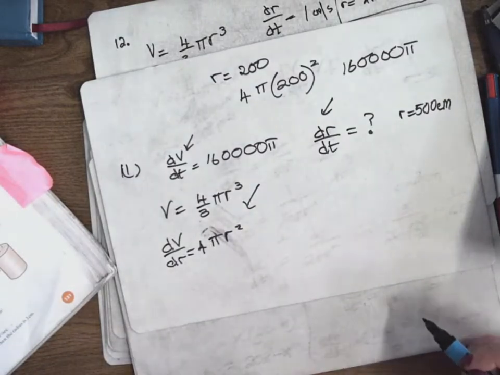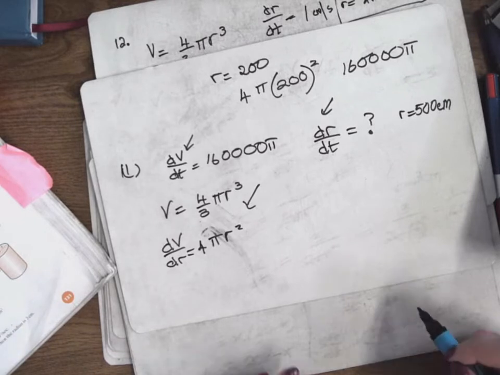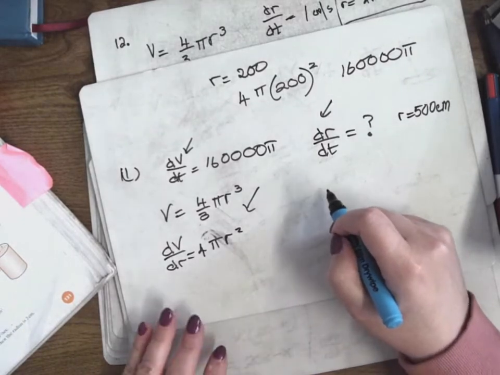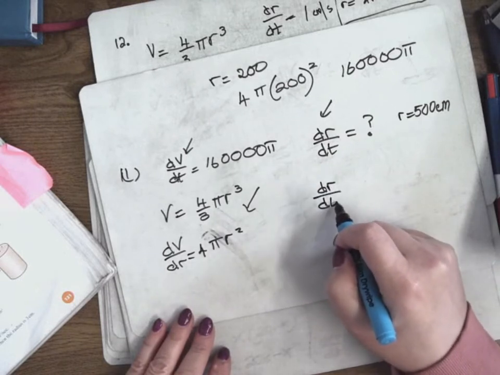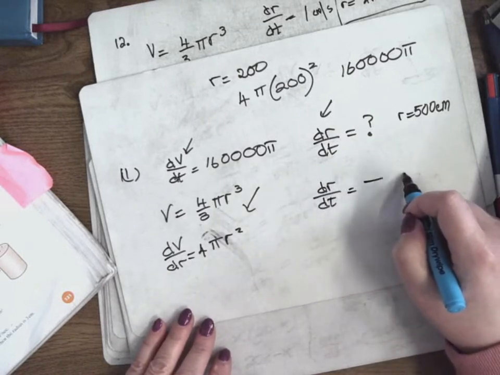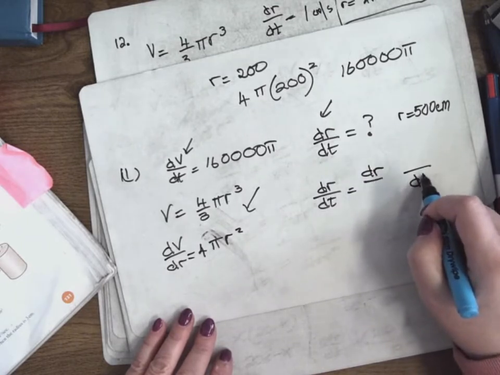So there are 3 things in a question, right? The rate of change they give you, the rate of change you're looking for, and an equation. Sometimes they're not obvious, you have to figure it out yourself, okay? So I'm looking for dr/dt this time. So dr/dt, this time split it up into 2 fractions. I put dr on top of the first one, dt on the bottom.